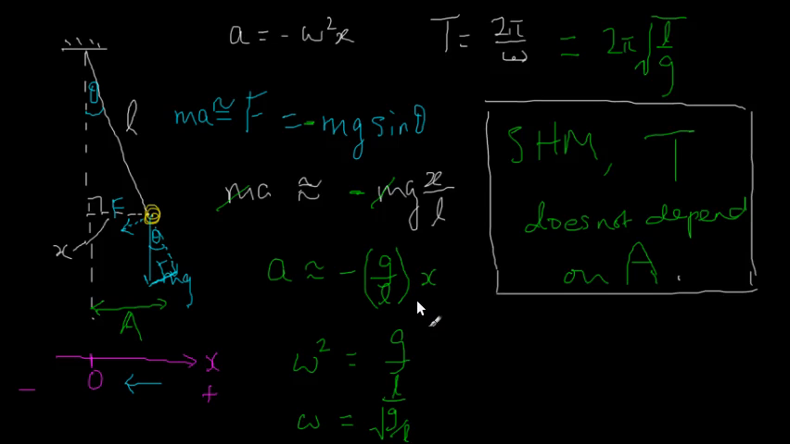So if the angle gets too big, actually, for a pendulum, the period will increase with amplitude. It will depend on A. But it will not depend on A for small amplitudes, maybe a few degrees. So if you're talking about the difference between 1 degree and 2 degrees, or maybe even 5 degrees, then the period will be more or less the same.